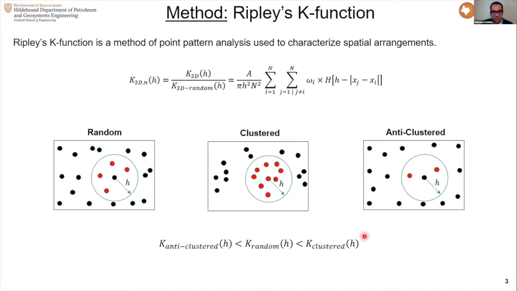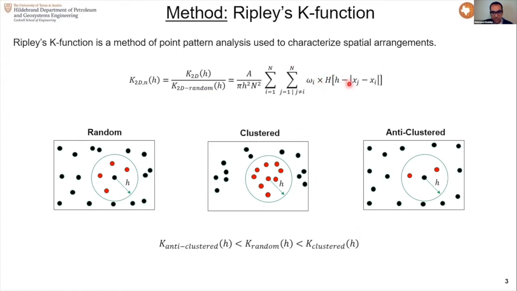So to address those issues, we have used a method called Ripley's K function. Ripley's K function is a method of point pattern analysis that primarily applies to the distribution of discrete points or discrete events in space. And we can use Ripley's K function to characterize the spatial organization of fractures in the subsurface.